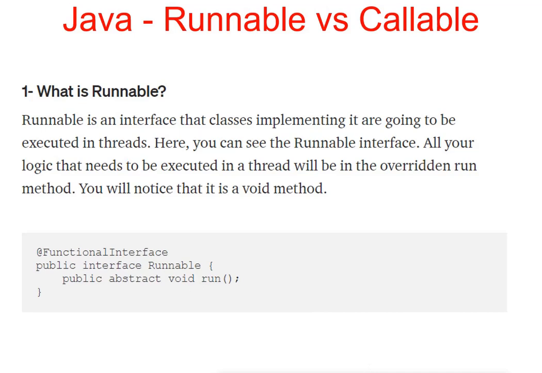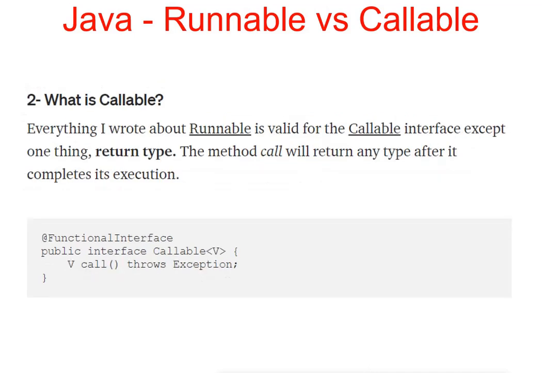Now we talk about what is Callable. As we discussed for Runnable, everything is valid for the Callable interface except one thing, the return type. The call method will return any type after it completes its execution. So you can see in this diagram, this is the Callable interface, and it has a call method whose return type is a generic, so it will return any value. And third thing you can see, it can also throw an exception. You can see it in the syntax.